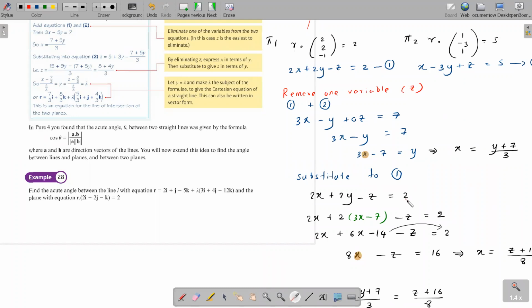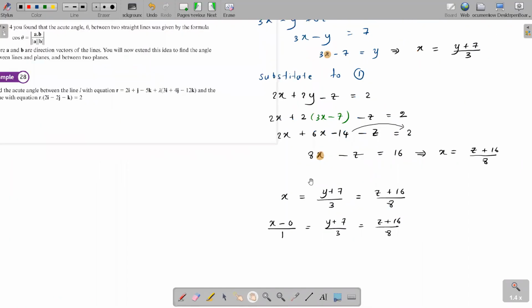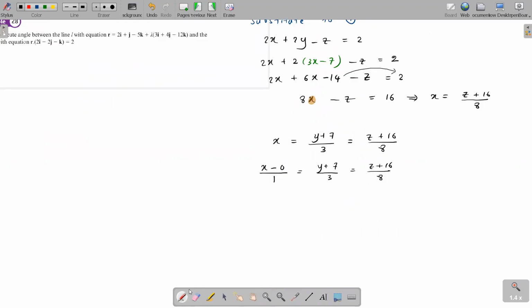There are 3 possible answers that you can take. Actually, they have made y the subject, isn't it? In their case, they have made y the subject because y is alone here. So that's it then. This is the vector equation. There are 3 possible vector equations.